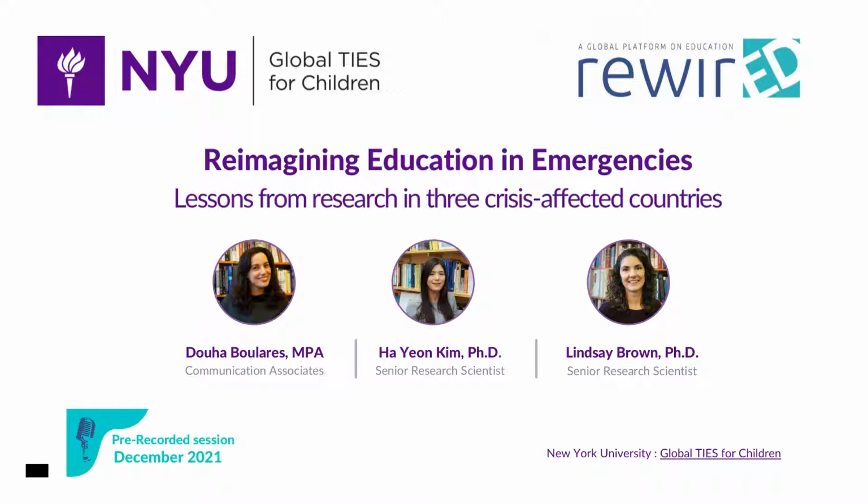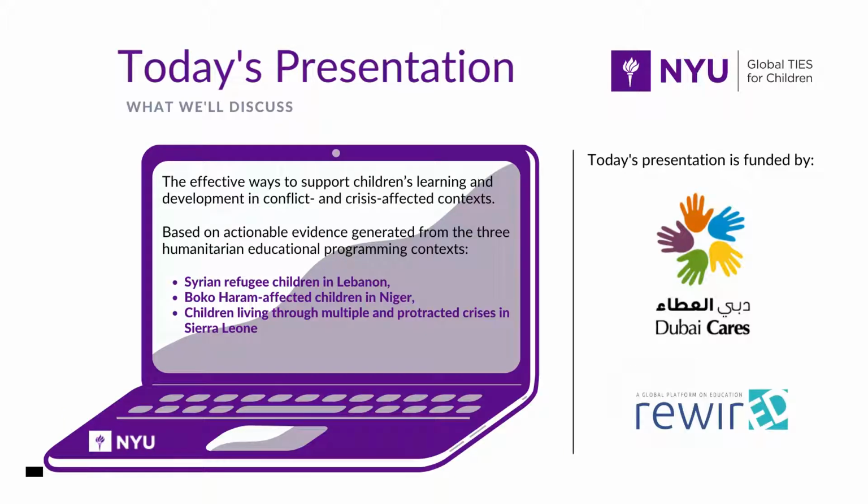We are researchers from Global Ties for Children at New York University, and we want to talk to you in this session about the lessons we learned from the research conducted in three crisis-affected countries. Today's presentation is made possible with support of Dubai Cares, and we are going to talk about the effective ways to support children's learning and development in conflict and crisis-affected contexts based on actionable evidence generated from the three humanitarian educational programming contexts, including those with Syrian refugee children in Lebanon, Boko Haram-affected children in Niger, and children living through multiple and protracted crises in Sierra Leone.